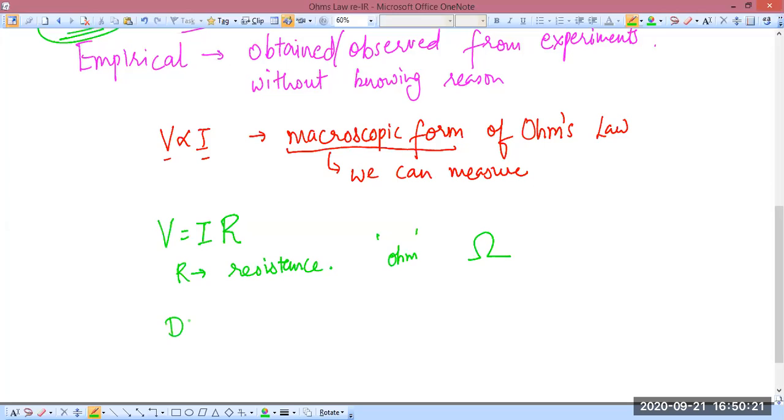You find the dimensions yourself. See, this is a hot favorite question. It comes in GUJCET and in board exams. Find the dimensions of R. Please do it on your own.